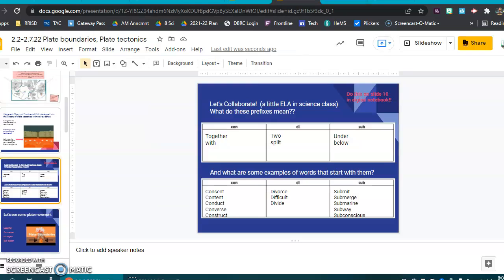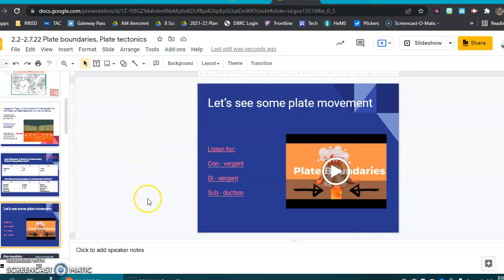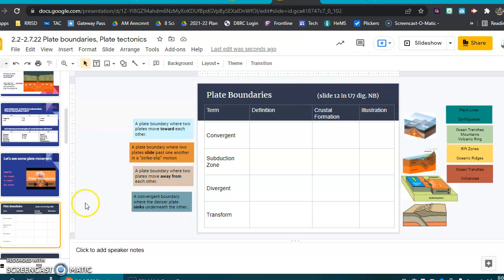All right, so let's go back to today. So here's another video to help you out with convergent, divergent, and subduction zones. And then we're going to ask you to move this around. So as we're looking at this, convergent, where they come together. I got some great examples. It says where the two plate boundaries move towards each other.